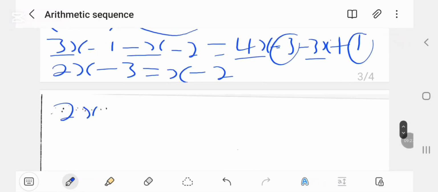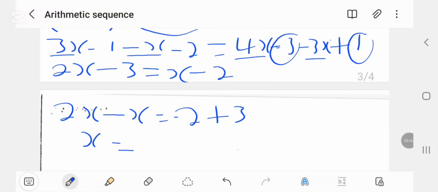So 2x, this x goes back home with a minus x. We have minus 2 on this side. And then minus 3 jumps the equal sign and goes back home with a plus 3. 2x minus x is x. Minus 2 plus 3 is 1.